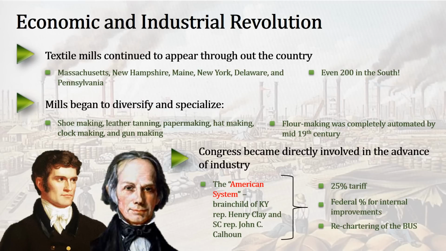Now, this involves a 25% protective tariff to encourage buyers to consume American and also to raise revenue. It also includes federal money for internal improvements. This means the United States government is going to finance things like roads and canals and turnpikes for the purpose of improving the national economy.